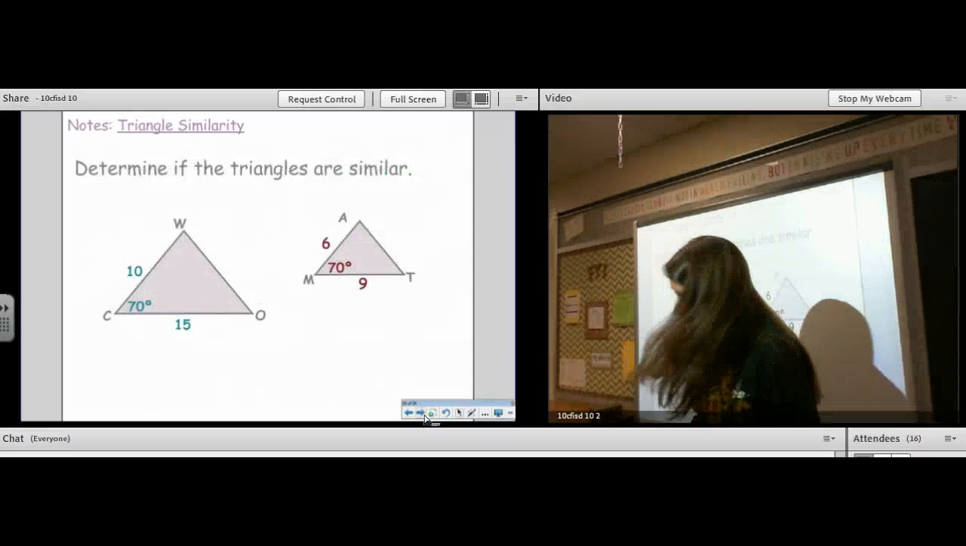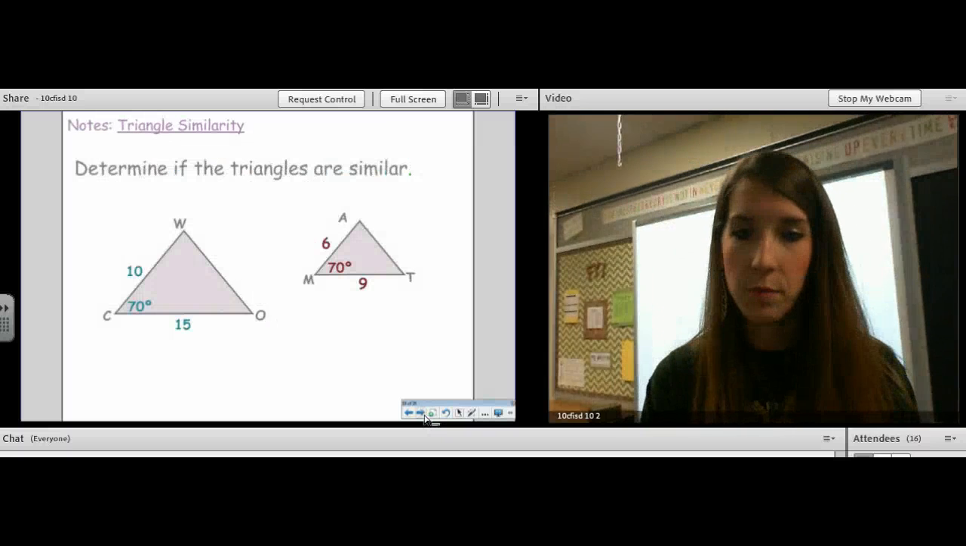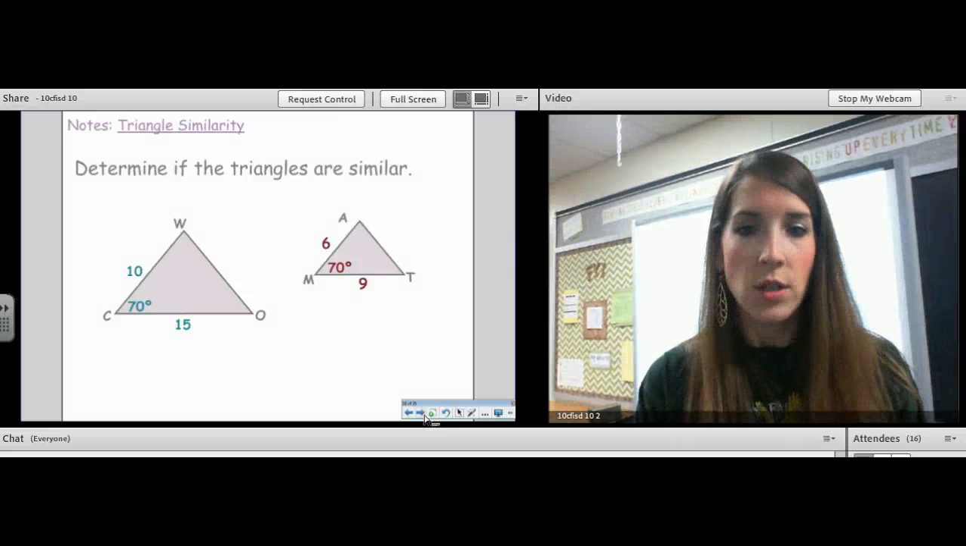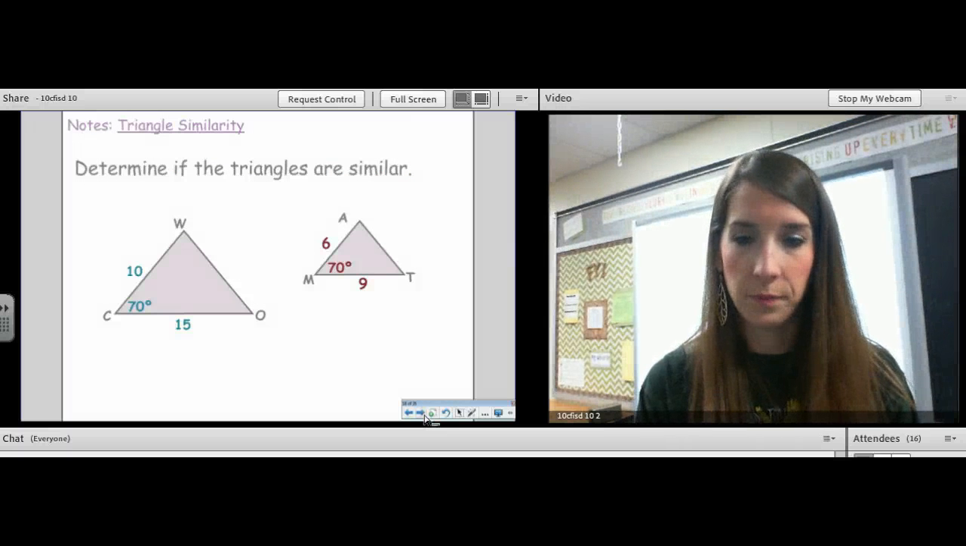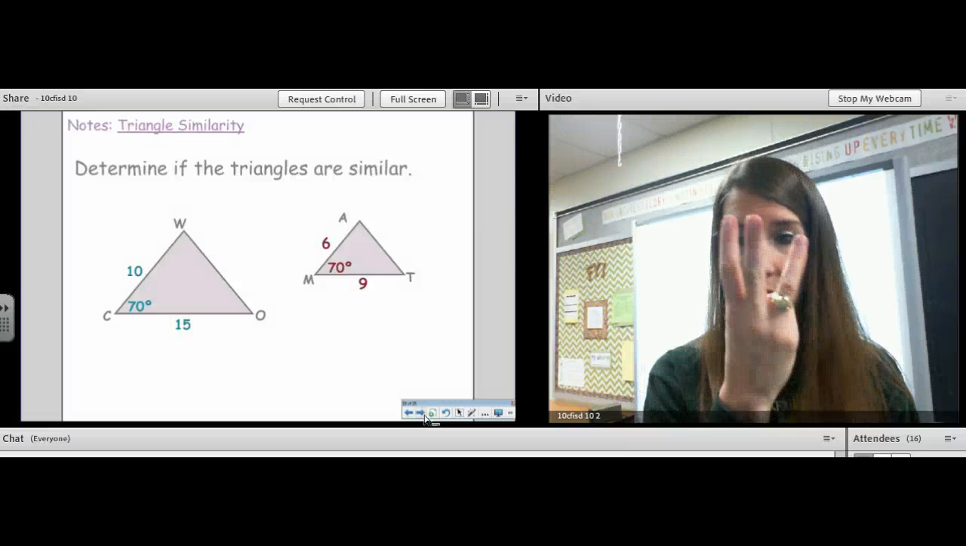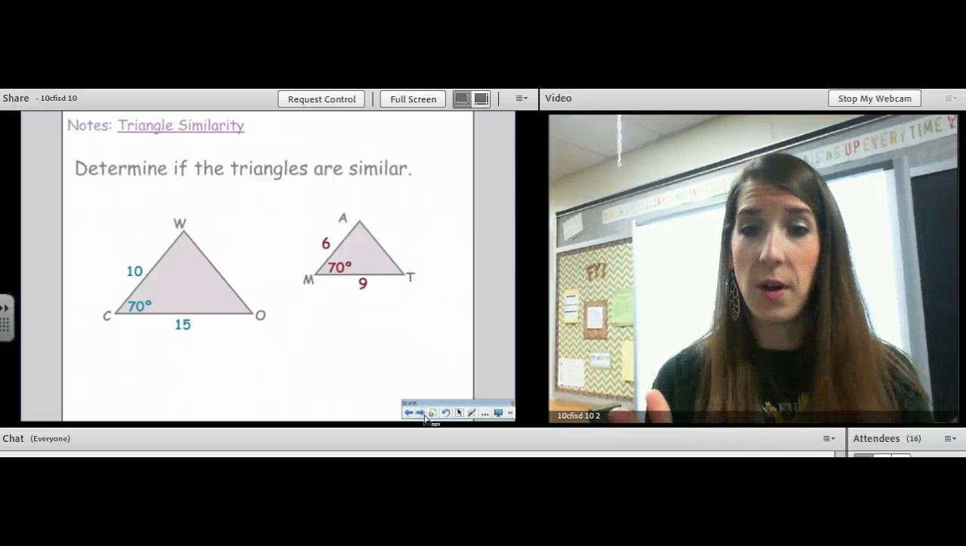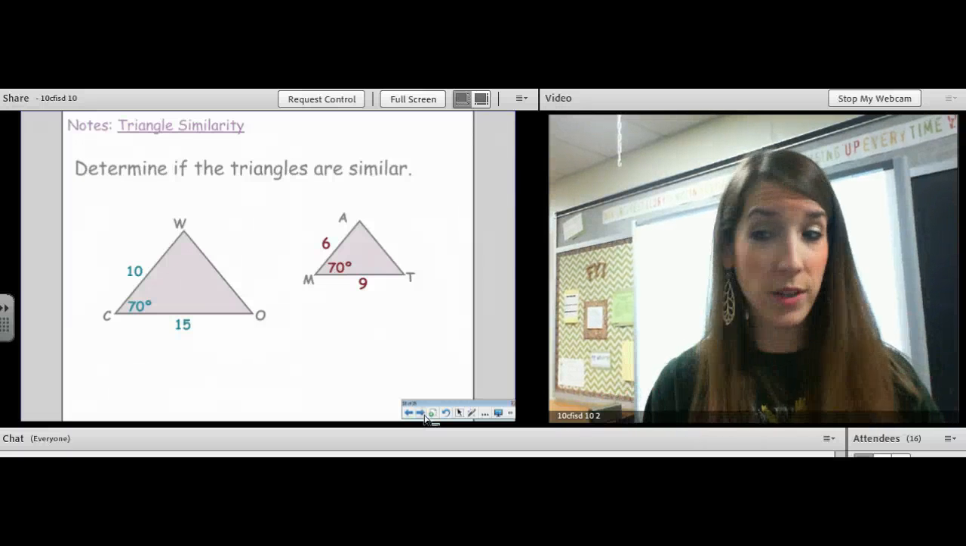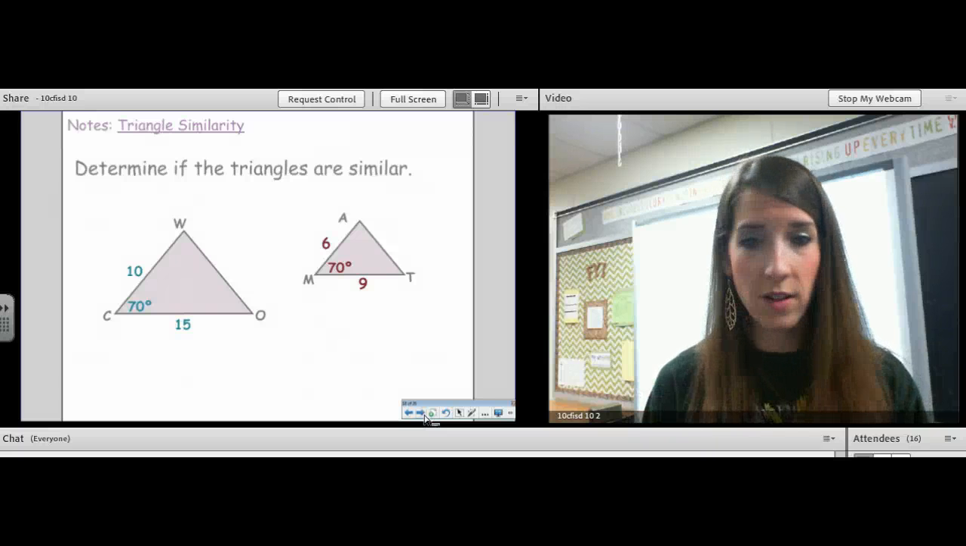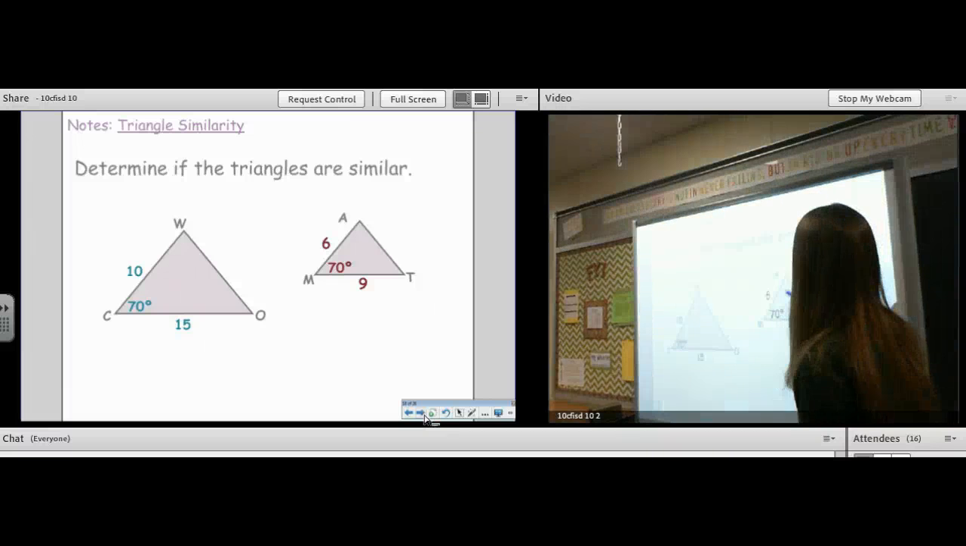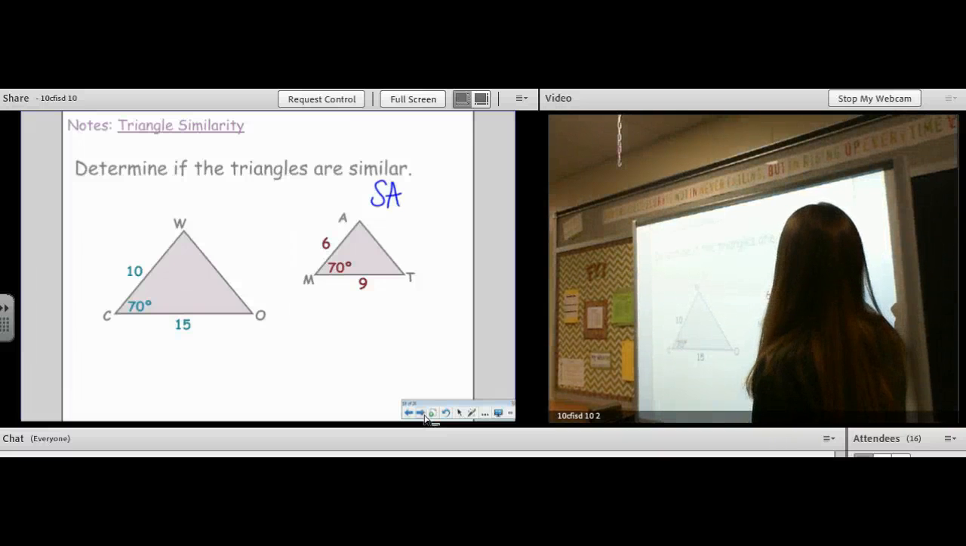Alrighty. Now that we know what to do, now we can practice. Determine if the triangles are similar. So remember, we've got 3 choices. This one is either going to be side, angle, side, or it's going to be none. It's not going to be angle, angle. It's not going to be side, side, side. So this one, you've got a 50-50 chance. It's either side, angle, side, squiggly, or it's none.